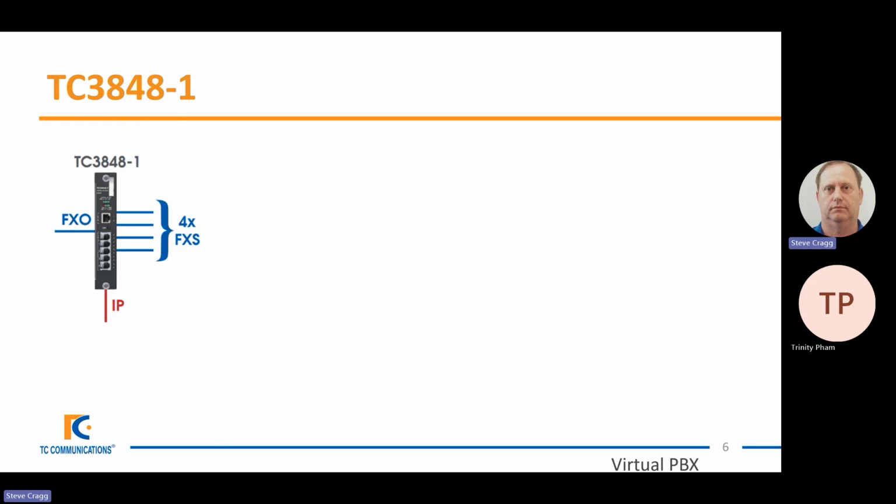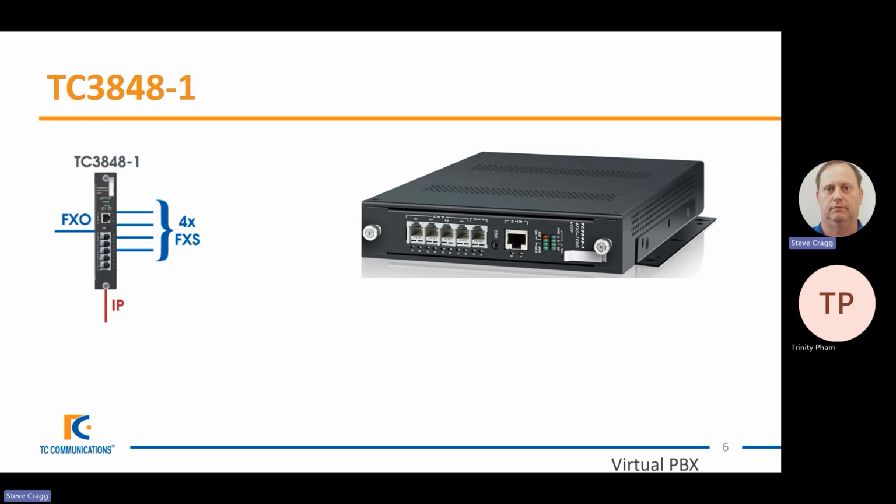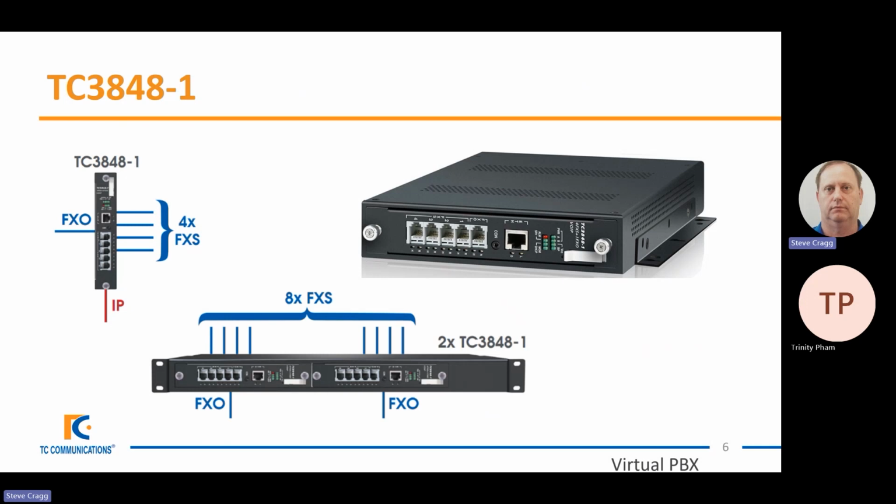So in its simplest form, it comes in a standalone unit such as this. You would just simply connect the phone line from the PSTN to the FXO port, and then use the 4 FXS ports to connect to the relevant meters. If you want more than 4 meters to be polled, you simply parallel up these cards. I've shown here how you can do that with two cards to provide 8 ports.